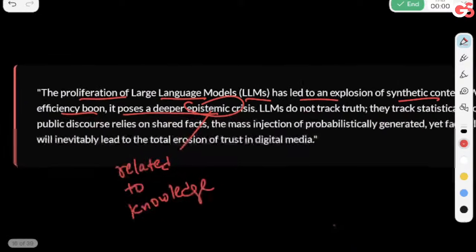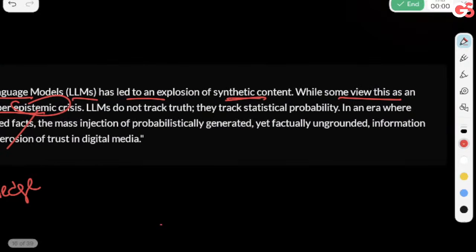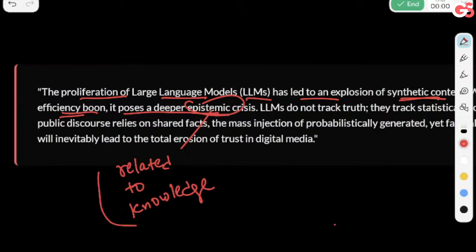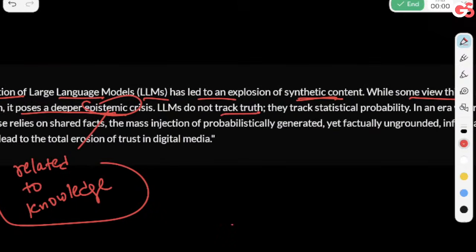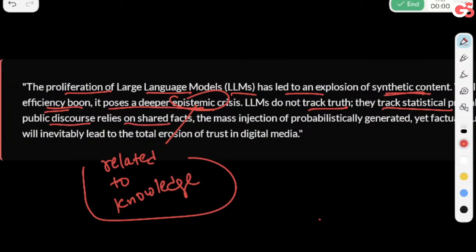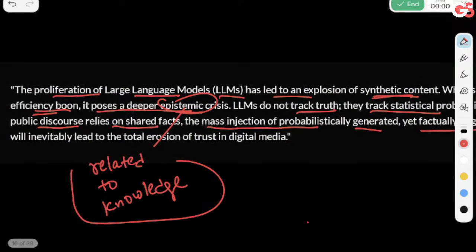Okay. So here it says large language models, LLMs, basically AI models. The content is now synthetic. It's not original. Some are saying that it has somehow increased the efficiency of people. The other view is that it is an epistemic crisis, so basically a crisis of knowledge. LLMs do not track truth, they track statistical probability, and that is true. In an era where public discourse relies on shared facts, the mass injection of probabilistically generated yet factually ungrounded information will inevitably lead to the total erosion of trust in digital media.